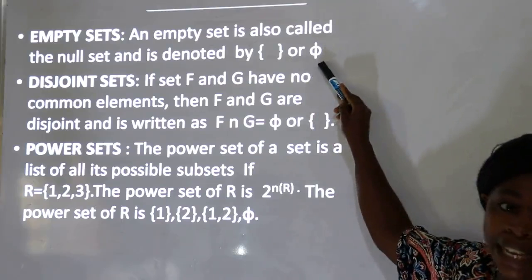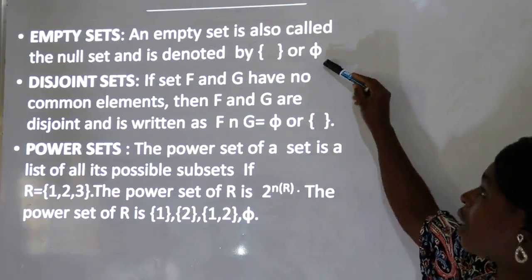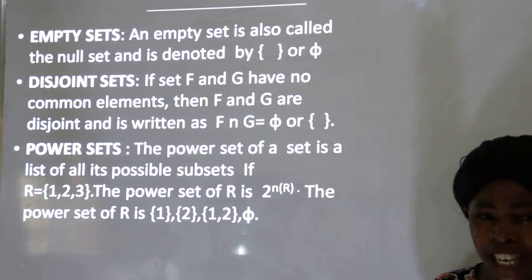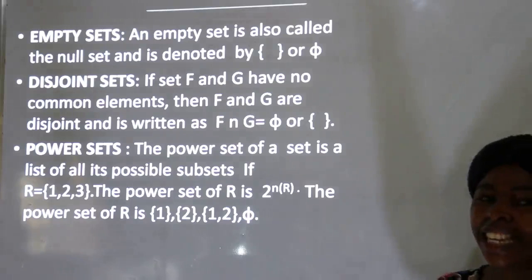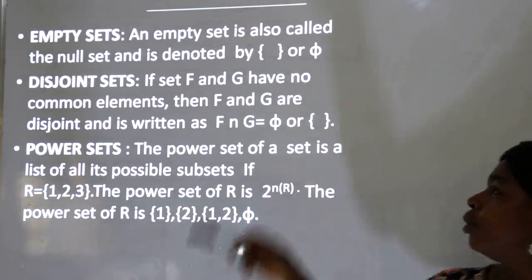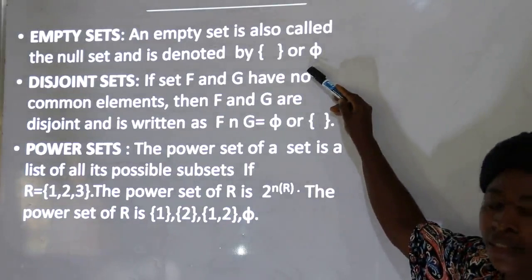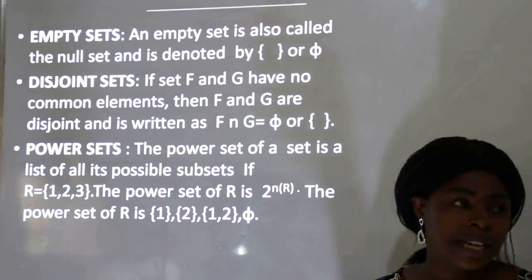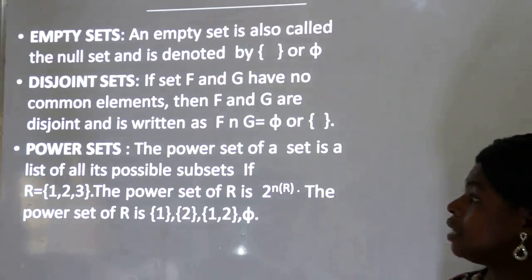Or we use this sign for it. Once you are using this sign, don't put it in a curly bracket, because when you put it in a curly bracket, it means it has an element. And what is the element? Empty. So you leave it like this, or you open and close the bracket empty without anything in it. So that is an empty set.